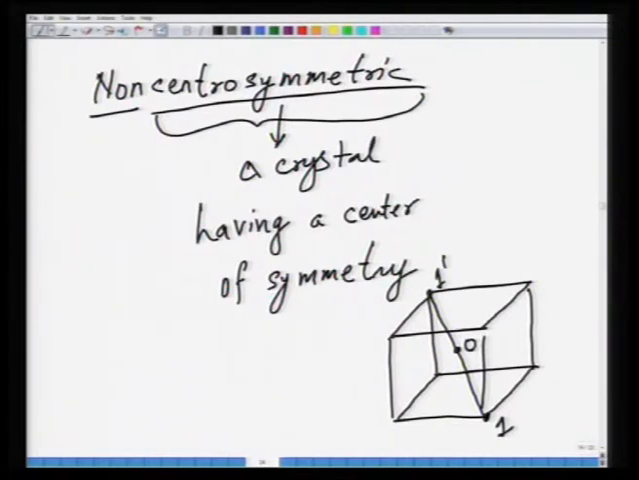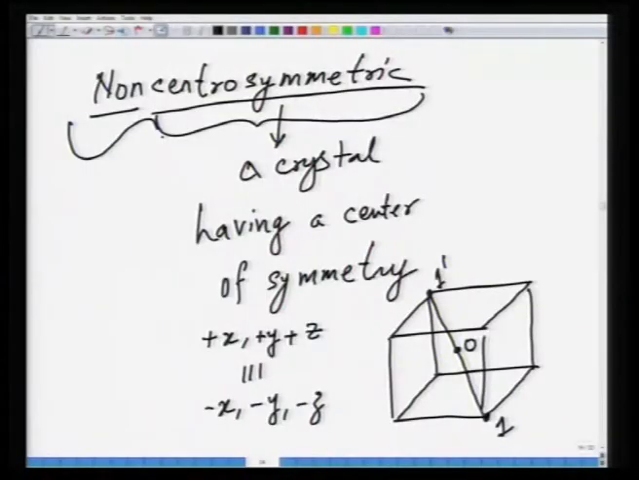In a more general fashion, what it means is that whatever you see at plus x, plus y and plus z is equivalent to minus x, minus y and minus z. So, a center of symmetry would be between these two positions, and across that center of symmetry, whether you look at plus x, plus y, plus z, or at minus x, minus y, minus z, you would find the environment to be similar, which means that crystal has a center of symmetry.